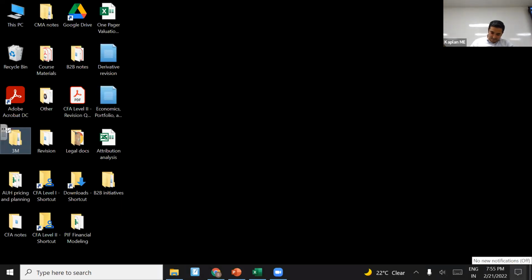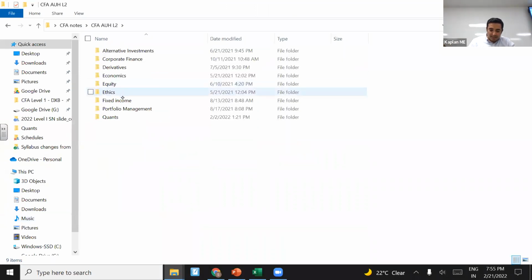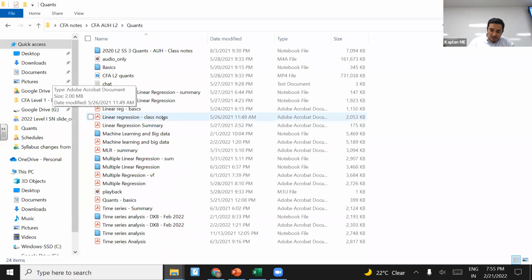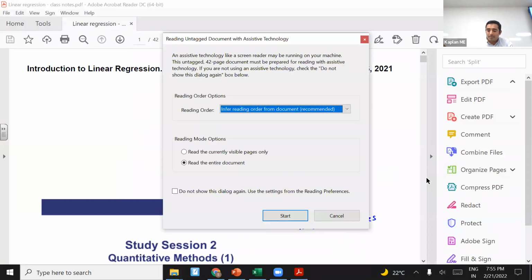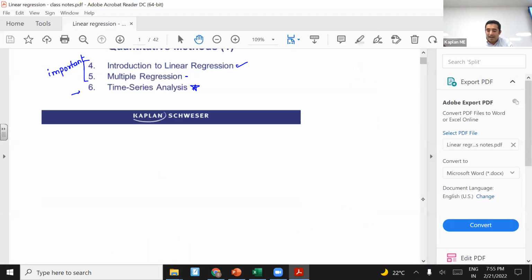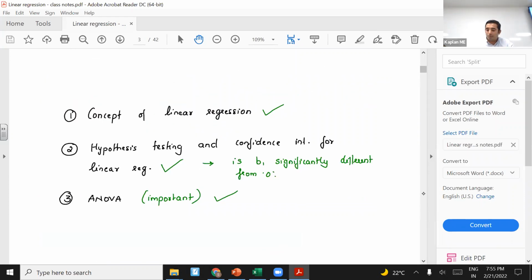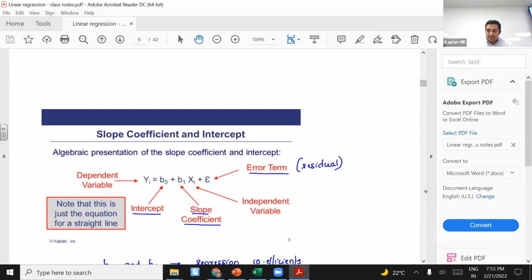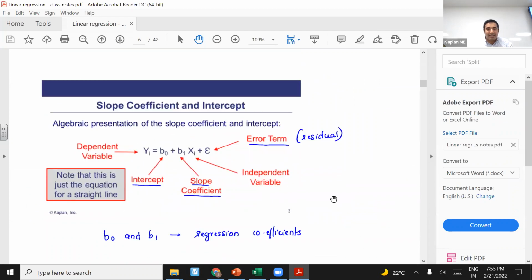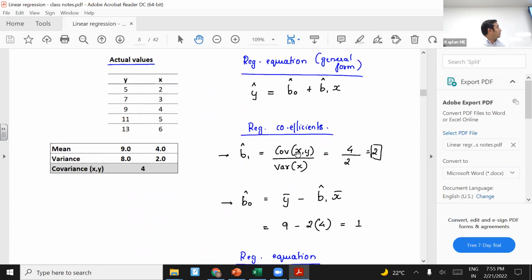Let's say CFA Level 2, quants, linear regression. If I'm teaching linear regression, it is a presentation, and in this presentation I will keep on writing things. And I'll say, okay, these are a few things that you need to know, right? And we will explain things, right? So basically the slides are there, we write, give you notes, give you summaries, try to explain, and the PDF is saved right after the class.